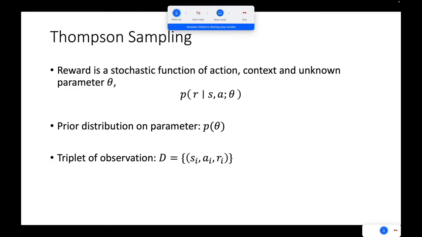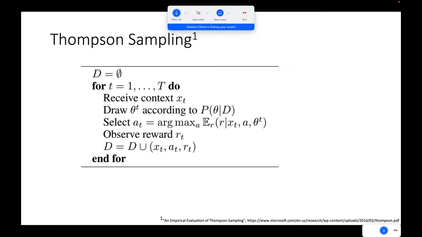Given the triplet of observation, our goal would be to compute a posterior distribution over the parameters and then use that posterior to decide which arm we want to explore. Okay? So this is what the algorithm for Thompson sampling for contextual bandit looks like. The key difference, as we'll see here, is this part where we want to compute the posterior.